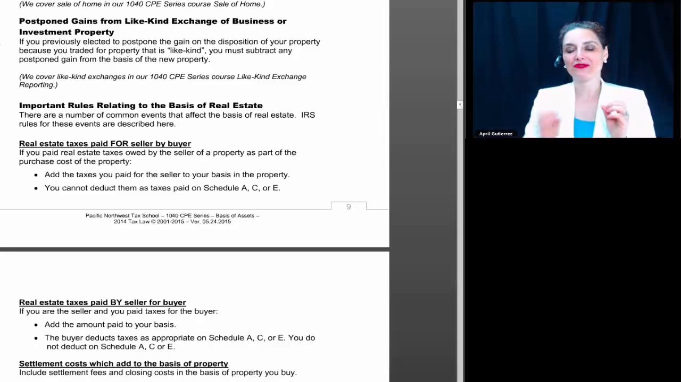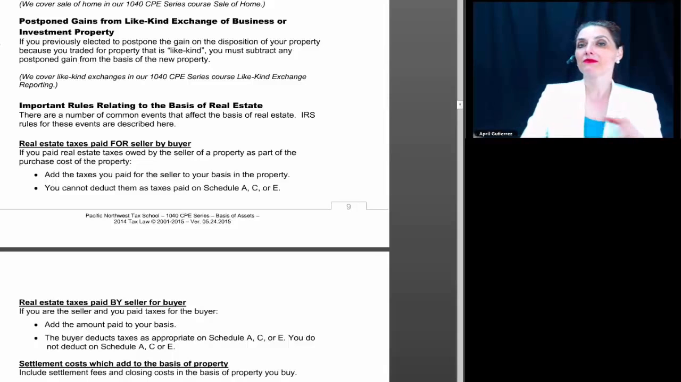The way it works when you trade in a car, let's just suppose you've got a car with a cost to you of $8,000 and a fair market value of $5,000. And you trade it in for a new car costing $10,000. Well, your basis in the new car is going to be your basis in the old car plus whatever boot you bring to the new car.